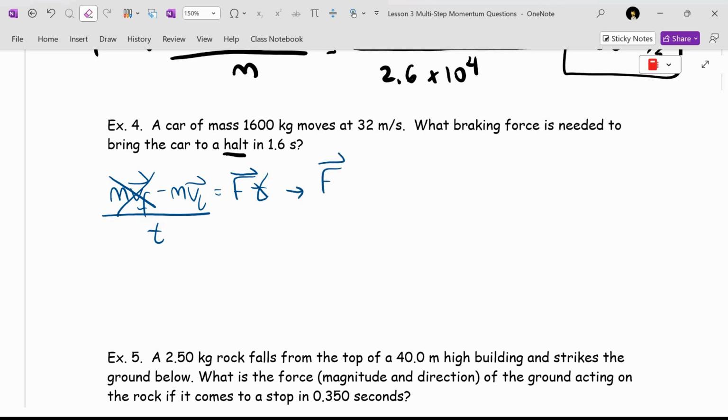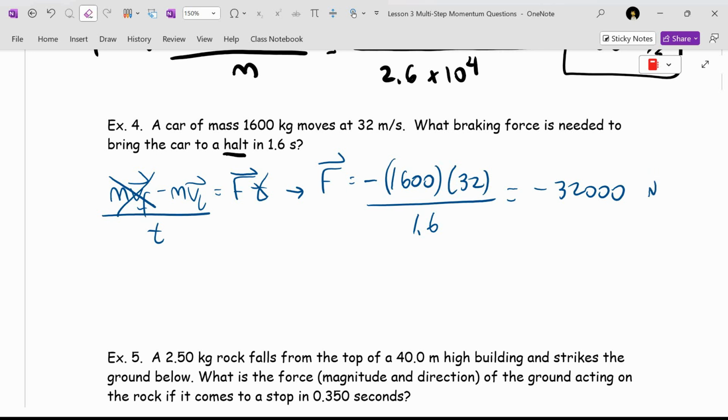The force is going to be negative m, 1,600, v initial 32, divided by 1.6. This is going to work out evenly, I think. 3,200 or 32,000? Negative. It's going to be negative. 32,000 or 3,200? I can't remember. Do the zeros. Negative 32,000? Units, Adam. It's a force.